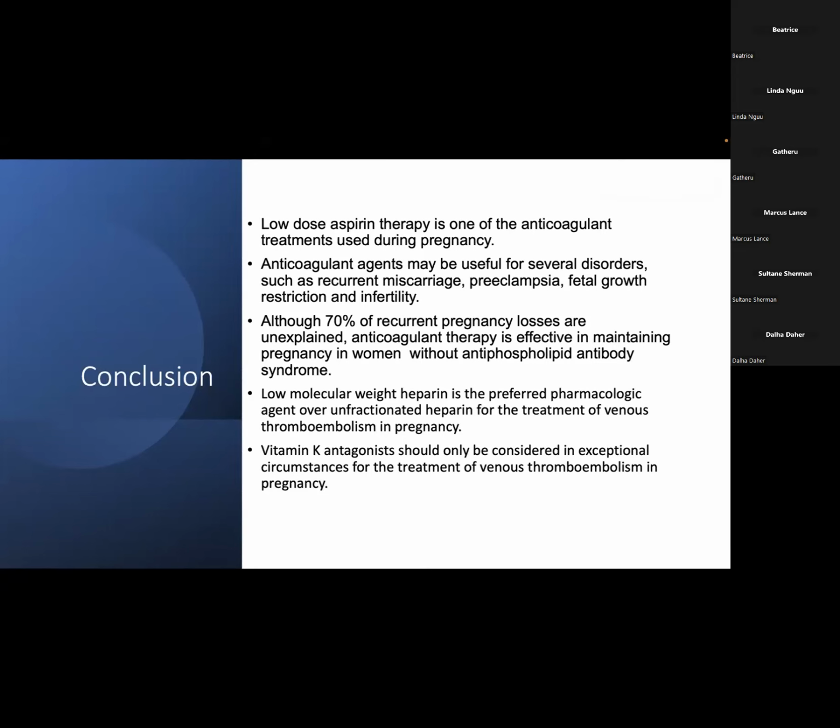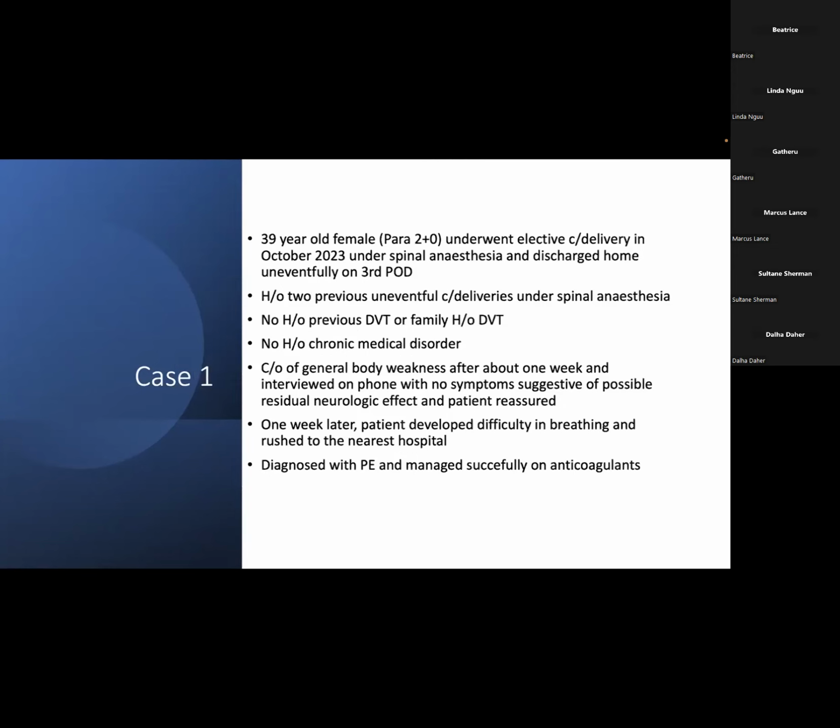As I said, vitamin K antagonist should only be considered in exceptional circumstances for the treatment of venous thromboembolism in pregnancy, where you are considering a matter of life and death for this patient. You may, with consultation of the experts, decide on it.